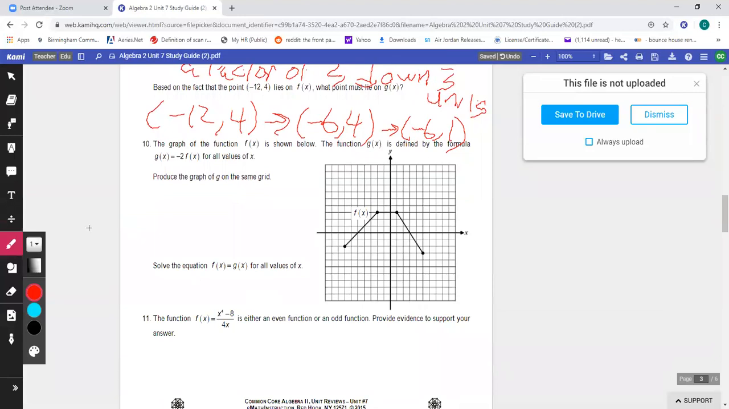Number 10, the graph of the function is shown below. So now we have g of x equals negative 2 f of x for all values of x. Produce the graph of g on the same grid. Okay, so I know here that the negative 2 on the outside means there's a reflection across the x-axis. And then the 2 means a vertical stretch by a factor of 2.